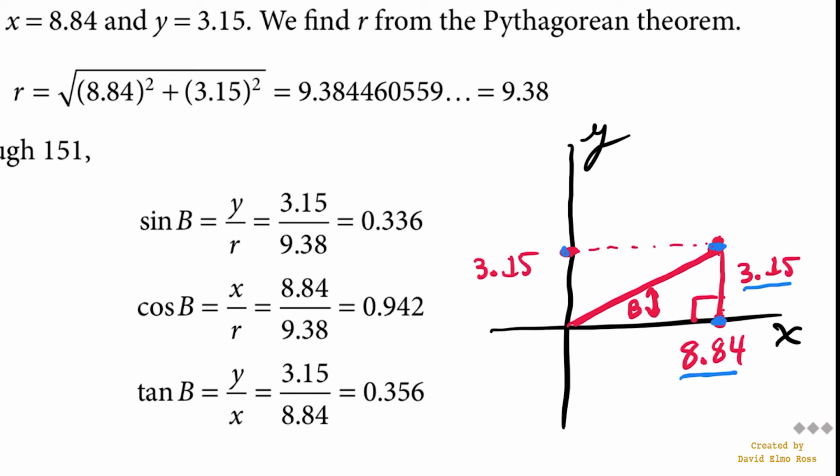Now we do have to work out what the hypotenuse is, which is r here, and we find that that's 9.38. So the sine of b is going to be y, which is our 3.15 over 9.38, and that gives us this value here. Our cosine is going to be our x value, which is 8.84 over that, which is going to give us this value here. And the tan is the opposite over adjacent, which is 3.15 over 8.84, and that gives us our value here.